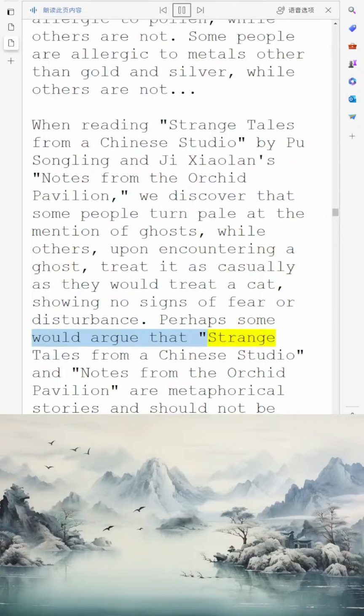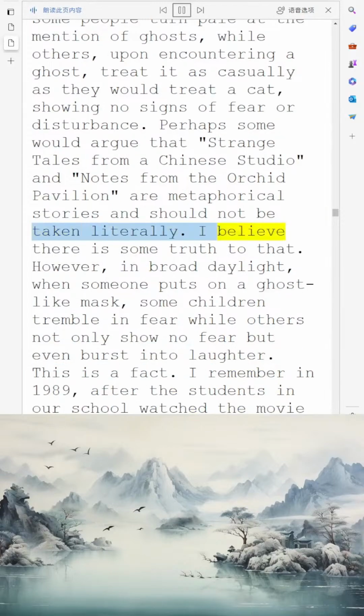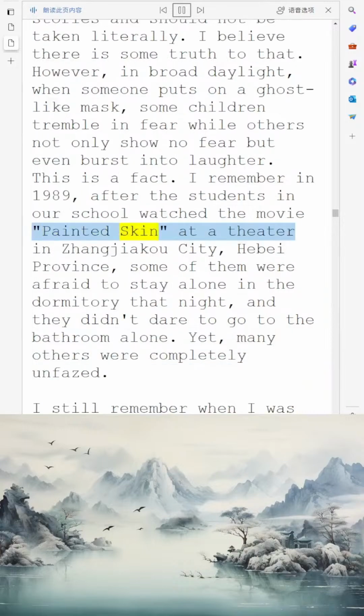Perhaps some would argue that Strange Tales from a Chinese Studio and Notes from the Orchid Pavilion are metaphorical stories and should not be taken literally. I believe there is some truth to that. However, in broad daylight, when someone puts on a ghost-like mask, some children tremble in fear while others not only show no fear but even burst into laughter. This is a fact. I remember in 1989, after the students in our school watched the movie Painted Skin at a theater in Zhangjiakou City, Hebei Province, some of them were afraid to stay alone in the dormitory that night, and they didn't dare to go to the bathroom alone. Yet, many others were completely unfazed.